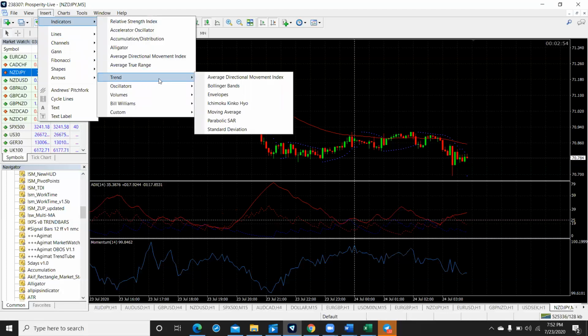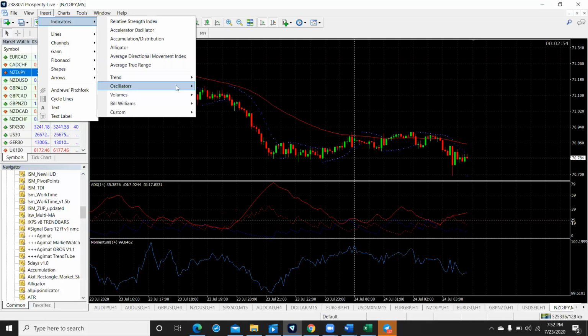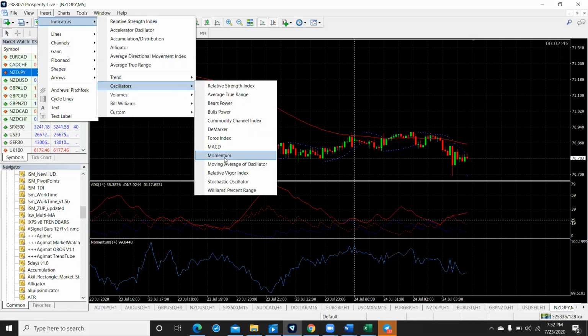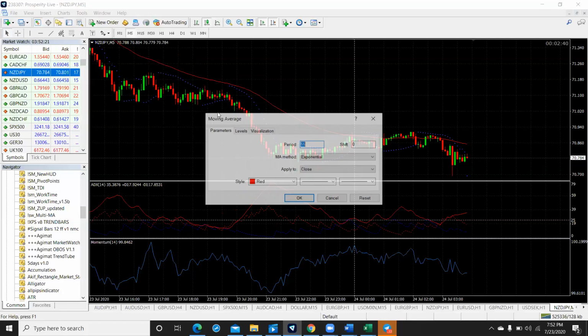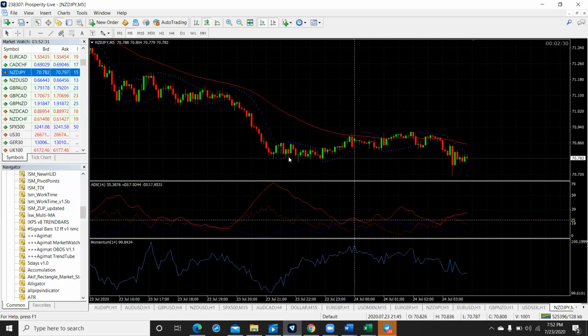ADX is going to be under trend. You can find the momentum under oscillator, and you'll find the moving average under trend as well. I'm going to switch this period to 55, and switch the MA method to exponential. So the rule base for this strategy is, if we're looking for a sell, we want to see price underneath the EMA.